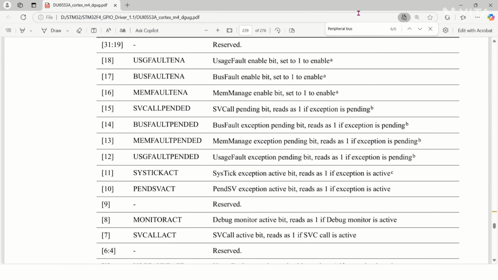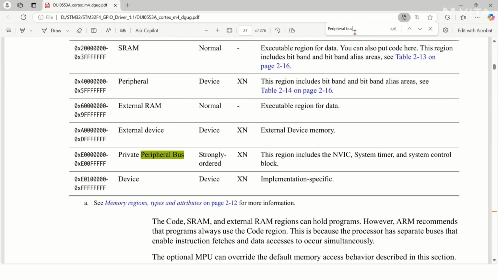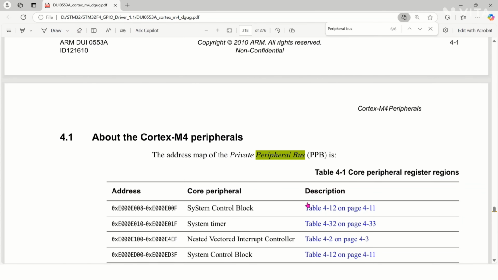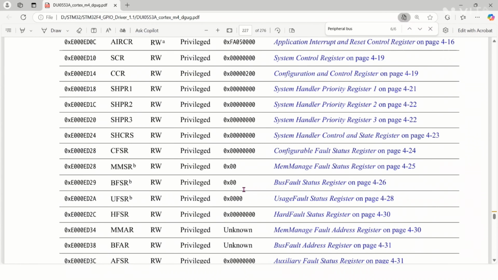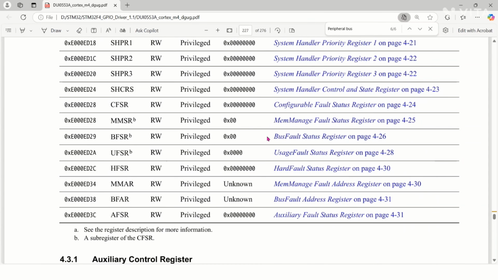Okay, these are some of the peripherals, and let me open that peripheral bus and the system control block. And see here, there are a few more registers: bus fault status register, usage fault status register, hard fault status register, mem manage fault status register, and these are some of the registers which are specifically used for these faults. Here see, the first one is the bus fault status register. This particular register is used to show the status of bus fault. And the second one is the usage fault status register. It is used to show the status of usage fault, and so on.